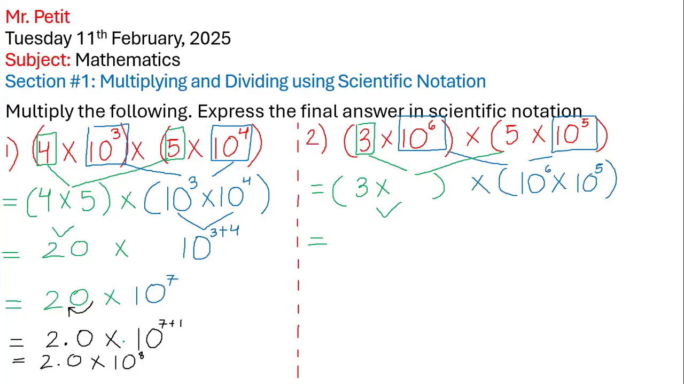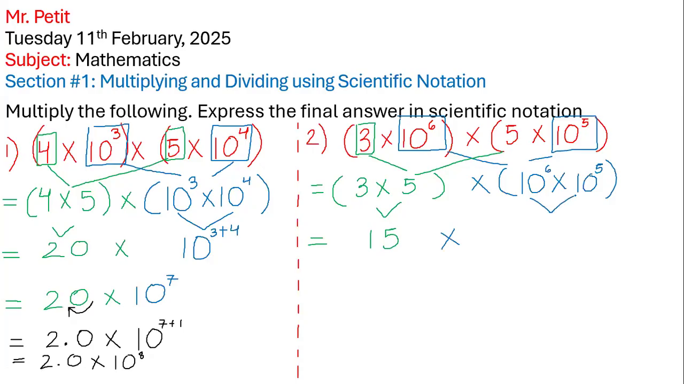Let's use 5. Okay, good. What is 3 times 5? That's gonna be what? 15. Good. Multiplied by what?